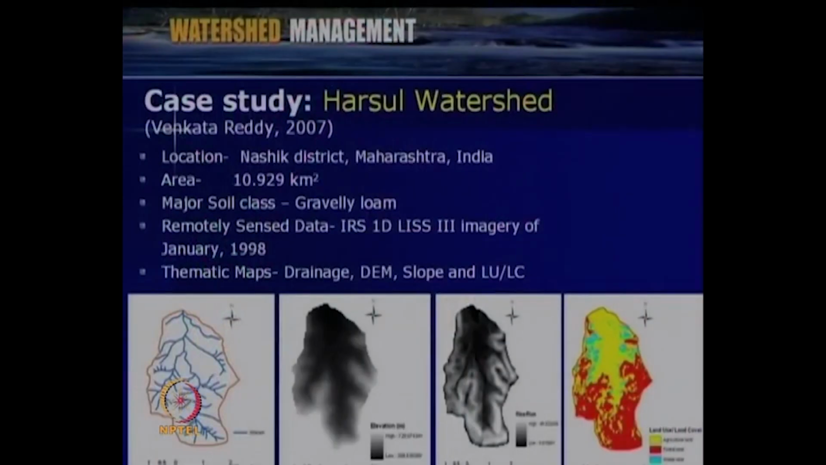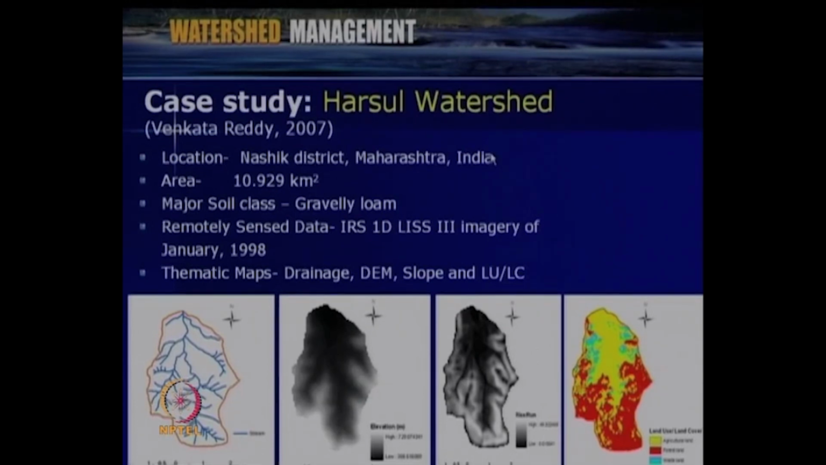So, here the watershed which we consider is the so-called Harsul watershed. This is also for rainfall runoff modeling using the finite element approach, using the diffusion wave and kinematic wave approach. The watershed is located in Nasik district, Maharashtra state. Area is about 10.929 square kilometer.